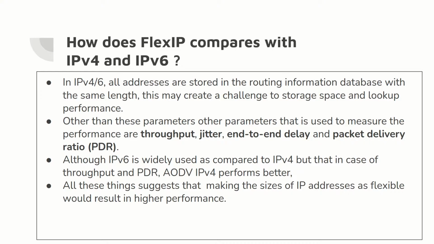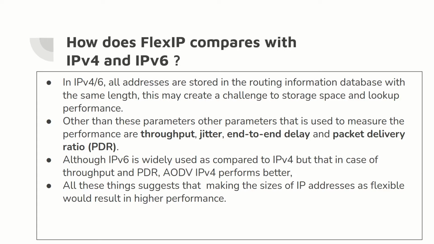Apart from this, other parameters like throughput, jitter, end-to-end delay, and packet delivery ratio are also taken into consideration in the IP addressing scheme. IPv6 supports a large number of addresses, but at the same time it lacks in PDR as compared to the IPv4 structure. All these things suggest that flexible IP should be introduced to resolve the problem of variable length addressing. Now, my friend Zad will continue further and will tell you how the lookup scheme is implemented in traditional addressing and what its alternative is in flexible IP.